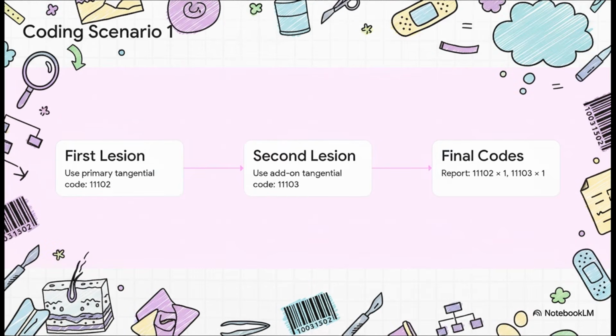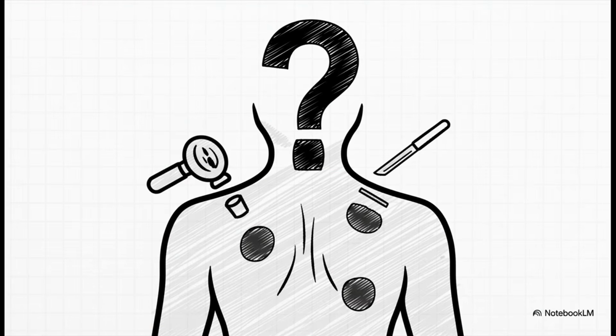It's a really logical process. For that first lesion, you use the primary code, 11102. And for the second one, you use the add-on code, 11103. So your final coding is just 11102 once and 11103 once. See? Simple as that. Okay, let's kick it up a notch.